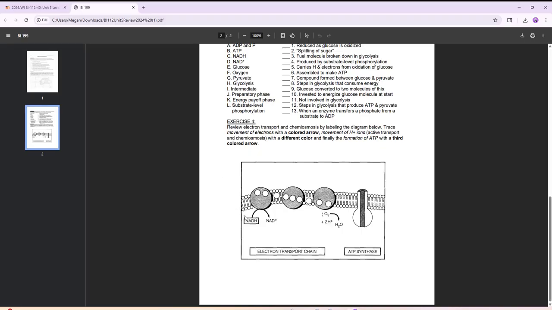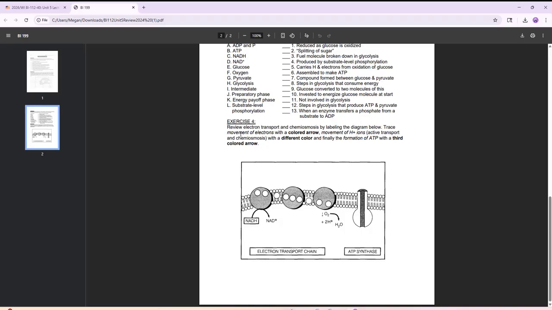So we have the electron transport chain and then chemiosmosis. So here you're going to have to take out some coloring pencils. If you're printing it out, just use 3 different colors. You can do 3 different color pens, a highlighter, 3 different, whatever, crayons, I don't care. And then label it. If you're typing it up, then choose 3 different colors.